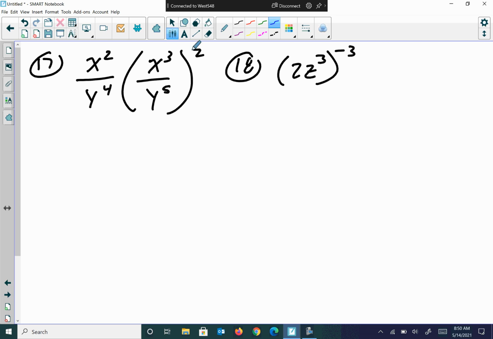Number 17. So let's take care of this first. So this comes in here and here. So I multiply the exponents. So x to the second, y to the fourth does not change. Then I get x to the 6th, y to the 10th.